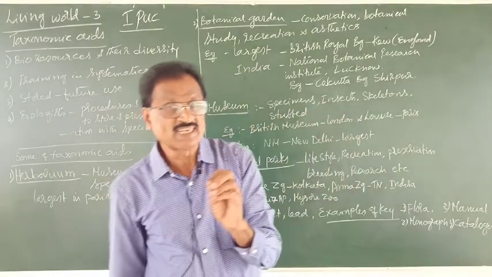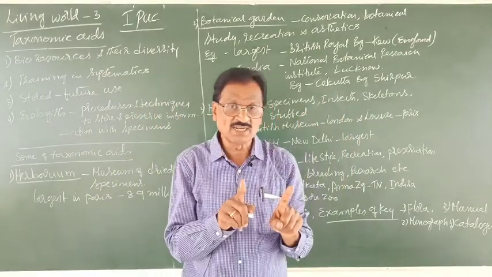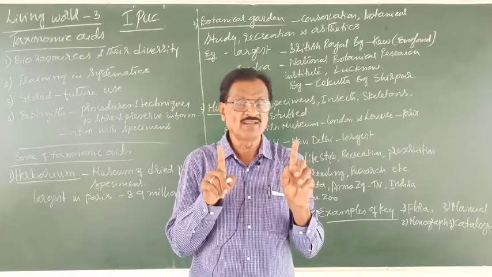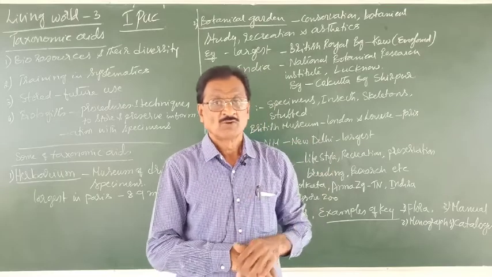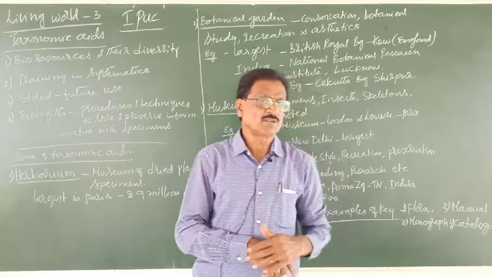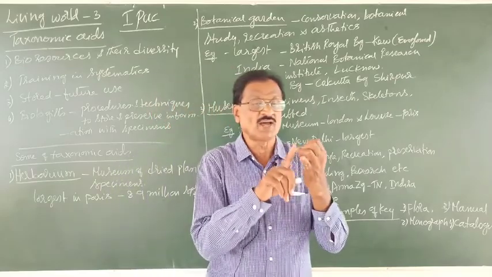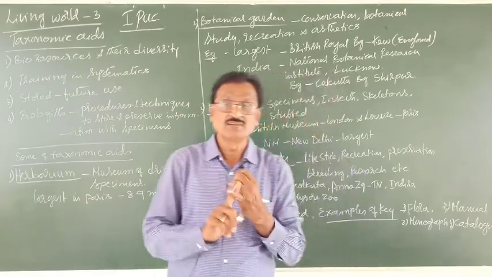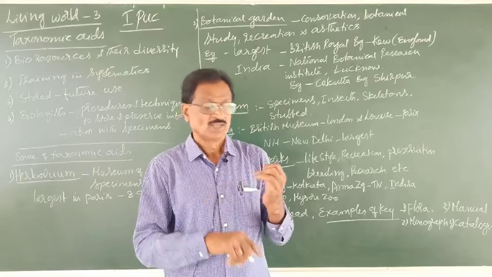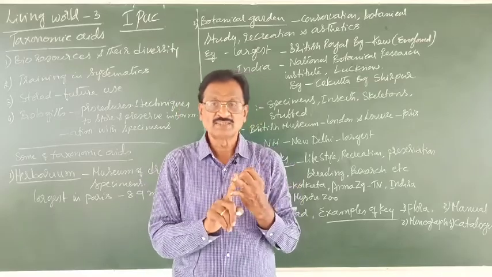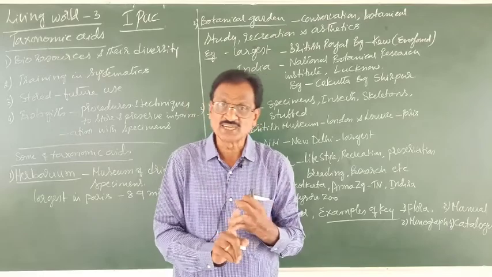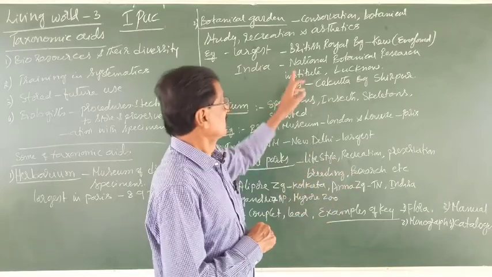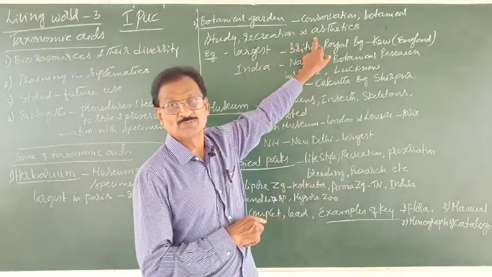So overall we can say that the aim of the botanical garden is to preserve what? The very rare wild variety of the plant. What are the significance of the botanical garden? First of all, it provides the protection to that rare wild plant species. Second, it helps in study. In addition to that, it provides recreation and even the aesthetic value.